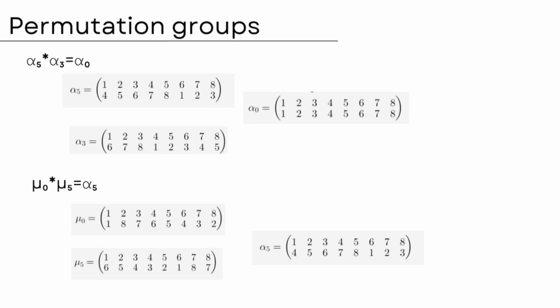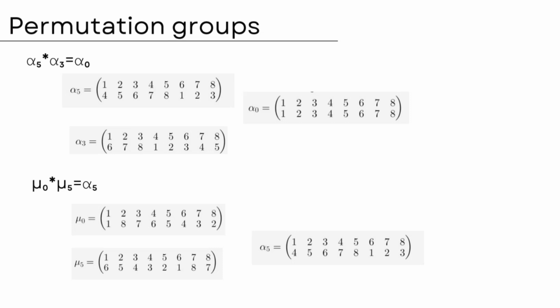Next is alpha sub 5 star alpha sub 3. Let's check if it is really alpha sub 0. So for 1 is to 6, then 6 is to 1, 1, 1. 2 is to 7, and 7 is to 2, 2, 2. 3 is to 8, and 8 is to 3, 3, 3. 4 is to 1, and 1 is to 4 is 4, 4. 5 is to 2, and 2 is to 5, 5, 5. 6 is to 3, and 3 is to 6, 6, 6. 7 is to 4, and 4 is to 7, then 7, 7. 8 is to 5, and 5 is to 8, then 8, 8. So therefore, it is true.